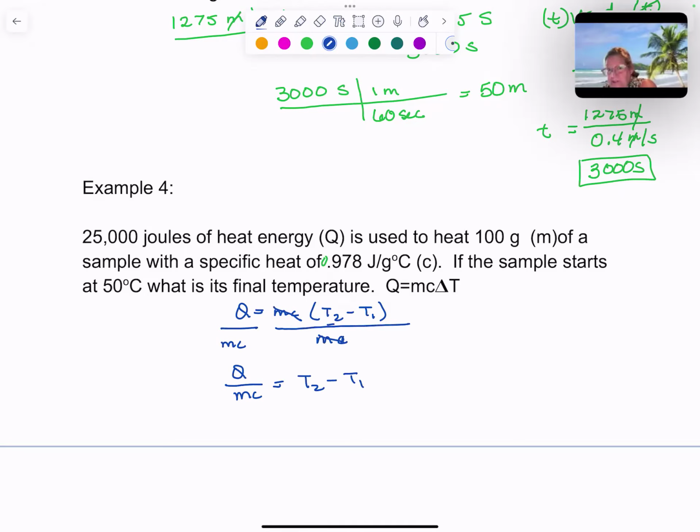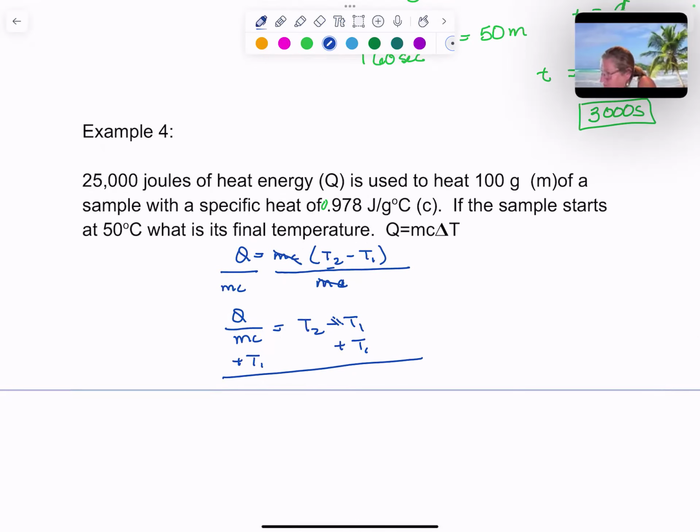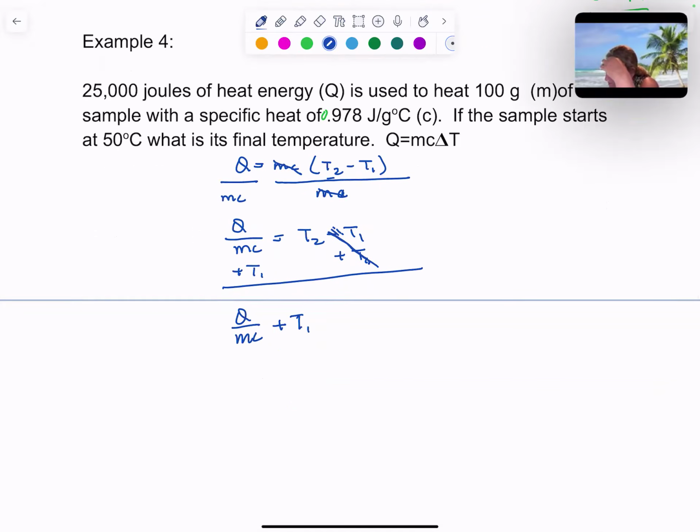Well, I want to solve for T2. So I'm going to add T1 to both sides of the equation. The T1s will drop out. So we're going to have Q over MC plus T1 equals T2. Let's plug in what we know.